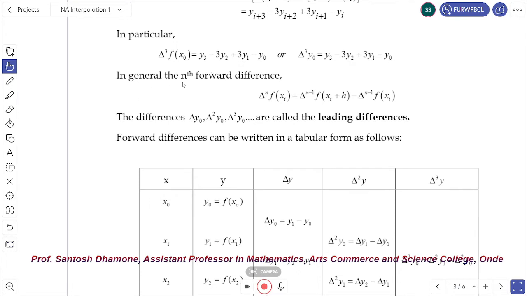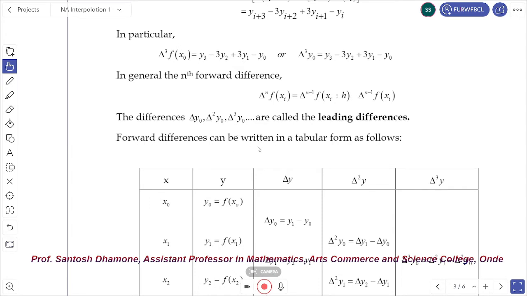In general, the nth forward difference, delta raised to n f of x_i, is equal to delta raised to n minus 1 f of x_i plus h minus delta raised to n minus 1 f of x_i. That means first we operate delta, then second delta, third delta, and like this we operate delta raised to n minus 1 on the function f of x_i. We get all differences. The differences delta y0, delta square y0, delta cube y0, and so on, are called the leading differences.